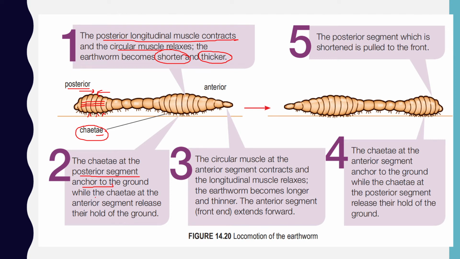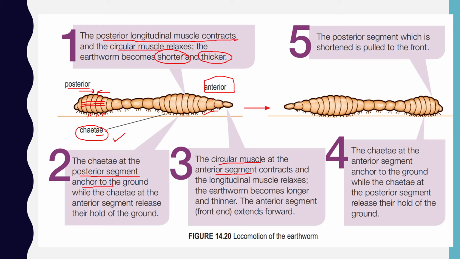Okay. While the kite at the anterior segment, so this is the anterior segment punya kite, what do you get to see? That they are releasing their hold from the ground, off the ground. That means they are not touching the ground. Okay, that is step 2, we talk about kite. Now step 3, we talk about circular muscles of the anterior segment.